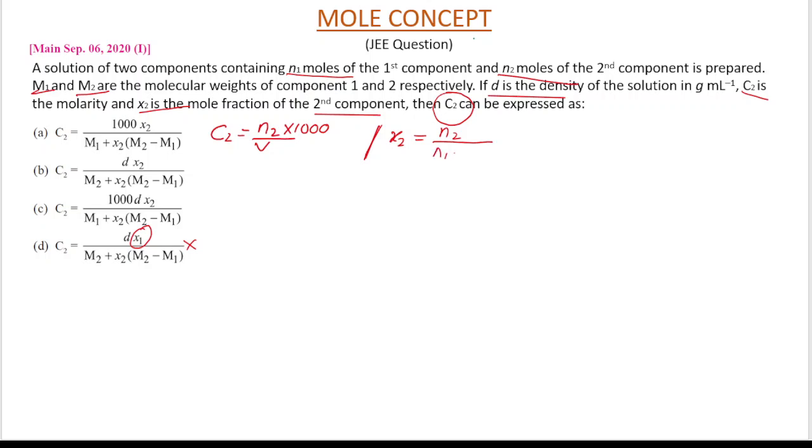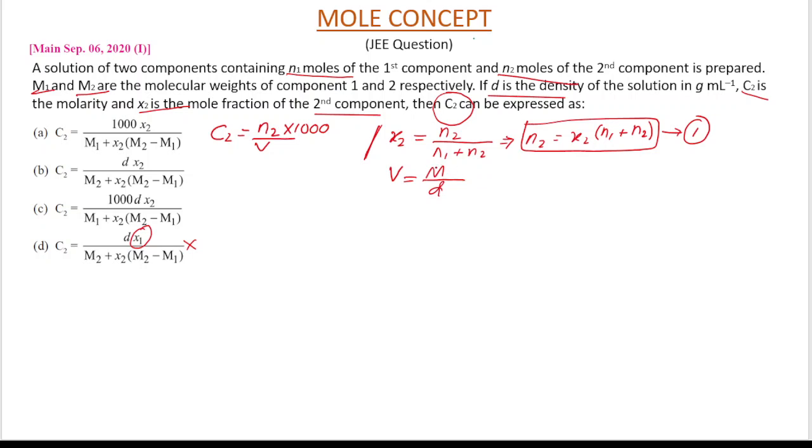So n1 plus n2. This means that n2 is equal to x2 into (n1 plus n2). So ये जो है ना, ये है हमारा फॉर्मूला 1. सो n2 निकल गया. अभी हमें V निकालना है. V equal to mass of solution divided by density d, where d is the density of the solution.